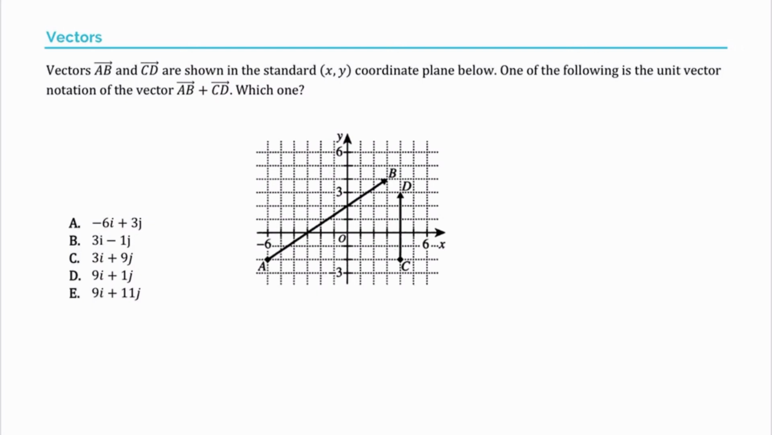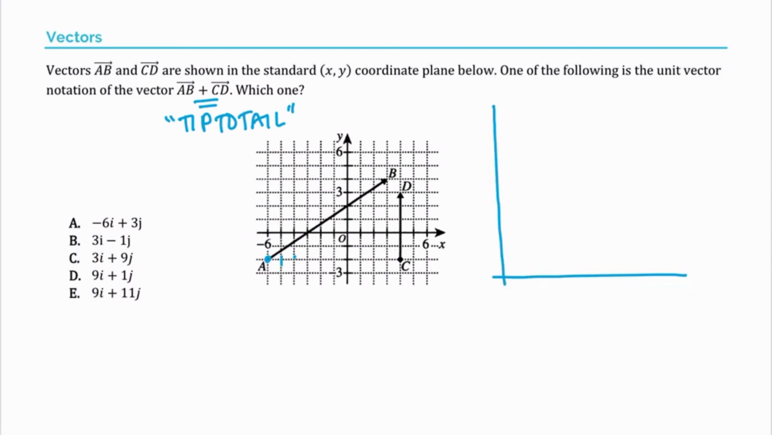So the first thing I want to make sure that you understand about vectors is that anytime they ask you to add vectors together, or even if you're subtracting vectors, if you're combining them, you always do it tip to tail. So what does that mean? That means that if I want to take vector AB, if I look at vector AB, it moves to the right, I think it's 9.